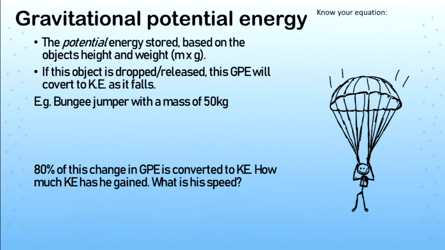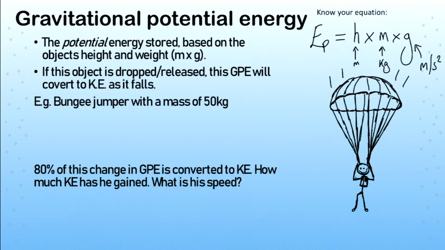So the equation that we end up using is EP, which means gravitational potential energy in this case, is equal to the height times its weight, and weight is equivalent to its mass times g, which is the gravitational field strength. So height here must be in meters, mass must be in kilograms, and g on Earth is 9.8, but it's measured in meters per second squared, or it's measured in newtons per kilogram.